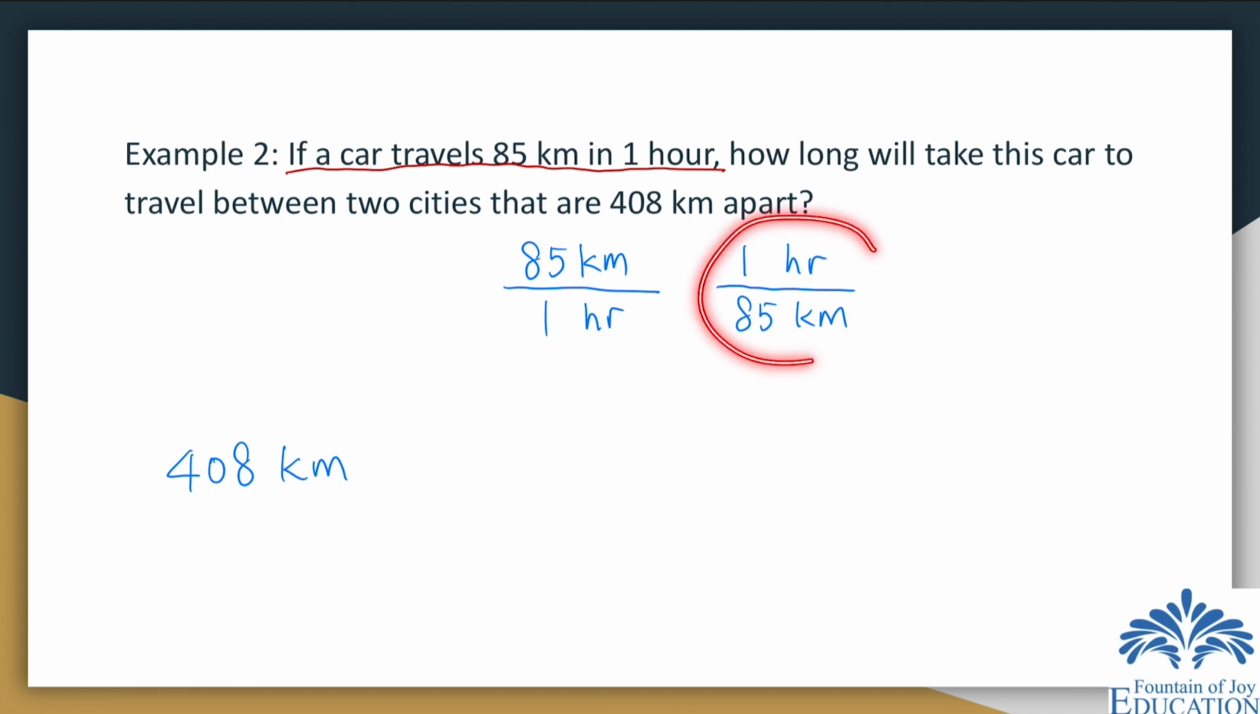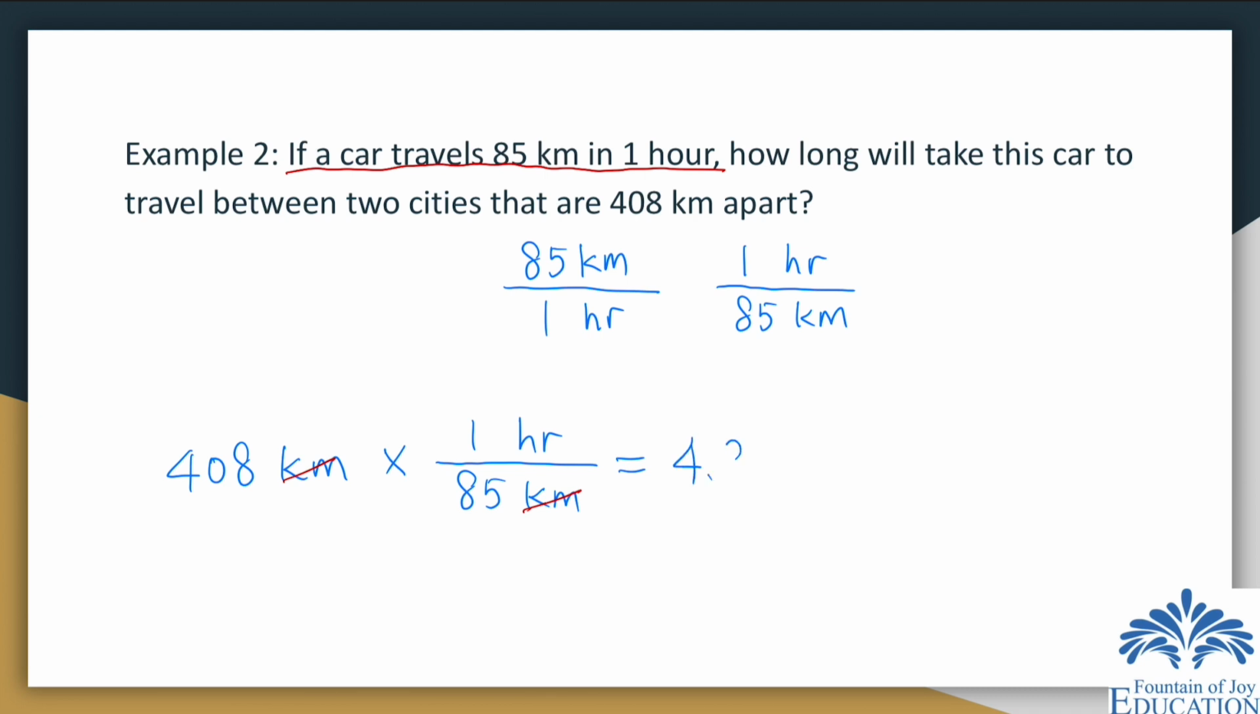Therefore, we will use this second way of writing this conversion factor. And again, we will write this as a multiplication. So we multiply by the conversion factor of 1 hour over 85 kilometers. And in this case, kilometer and kilometer cancel out, leaving us with the unit of hour. So we do the calculation, 408 divided by 85. That leaves us with 4.8 hours.